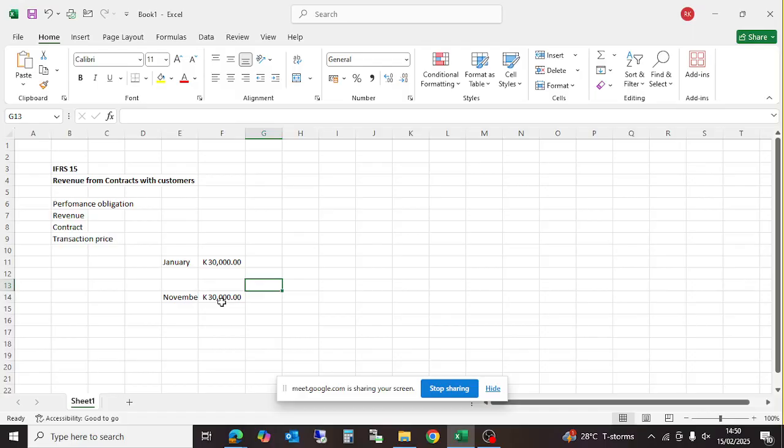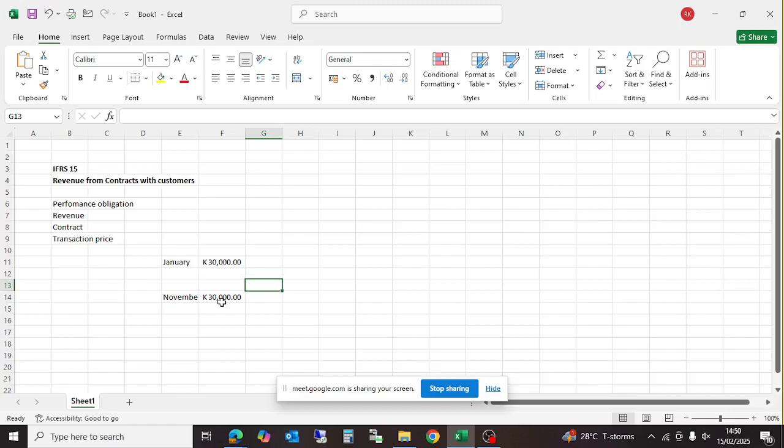In January, our bank statement will have 30,000 kwacha. It will just be a receipt. It will affect our balance sheet in that it will be a current asset. Because we have actually received money, it will be a current asset, but it won't really affect our income statement or our profitability.